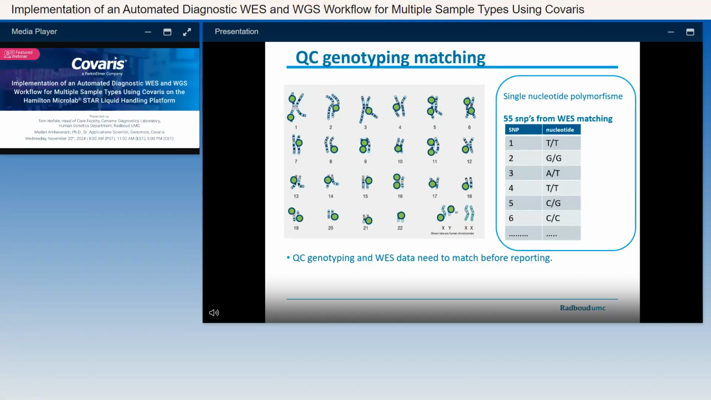You have seen the QC SNP profiling after the normalization. We did the 55 SNPs after normalization, but we will also take these 55 SNPs out of our exome data and make a comparison. If it's matching, then we know exactly, okay, this is still the patient and we can start reporting. If we see a mismatch, then we know there is somewhere a sample swap. So then we stop directly and we need to complete everything again. So then we are secured with this test that the patient is still the patient.